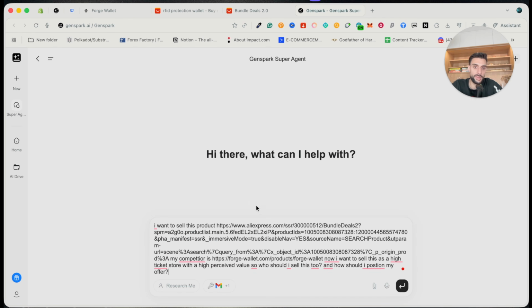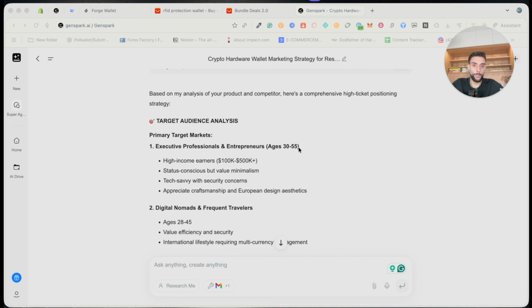Now, the prompt that I've given Genspark is I want to sell this product, and I gave it the AliExpress link, and I said, this is my competitor. I want to come across as a high ticket store with high perceived value. Who should I sell this to, and how should I position my store and offer? And all I'm going to simply do is click send. About 4 minutes later, guys, Genspark's dropped the value that I needed.